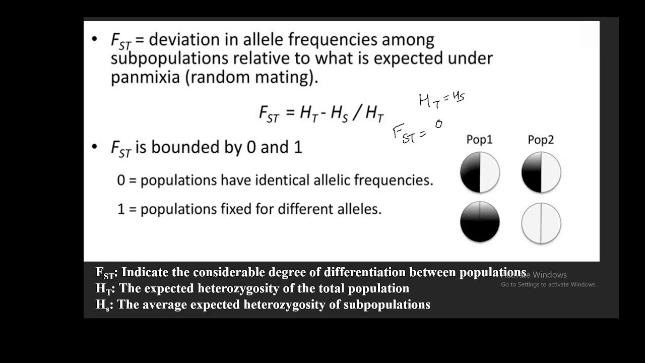And whenever it is 0, it means the populations have identical allele frequencies. And whenever the FST is 1, it means HS is 0. In that case the populations are fixed for different alleles; in the subdivided population, that particular allele is completely lost. So that is how you can calculate the degree of differentiation between the subdivided populations, or you can say between the demes.